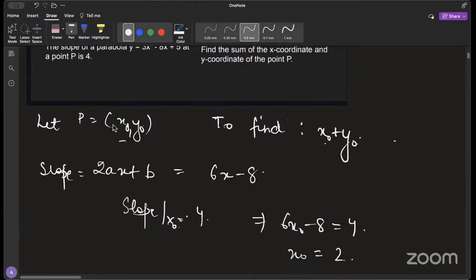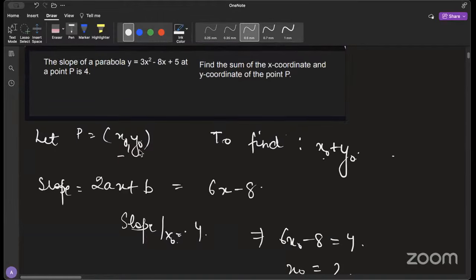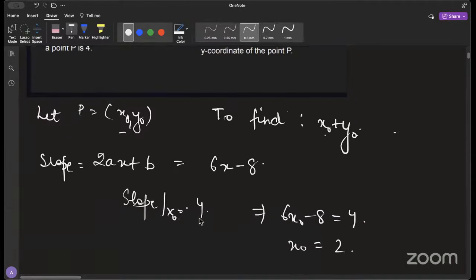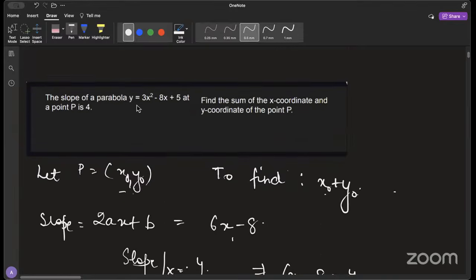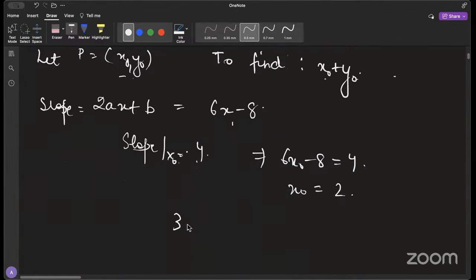Okay. So if this is a point, then you need to find x naught plus y naught. And for that, it's given to you that the slope is equal to 4 at the point that we're talking about. This is the general equation of the slope, 6x minus 8. You substitute x naught here, and you should get 4, which gives you x naught equals 2. Now you have to find y naught, and we know that x naught and y naught lie on this parabola, 3x squared minus 8x plus 5. So if you substitute x naught here, you'll get the value of y naught.